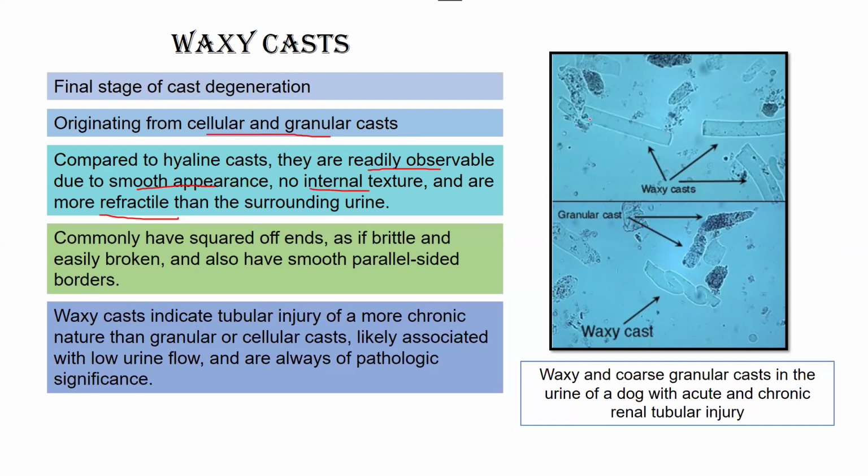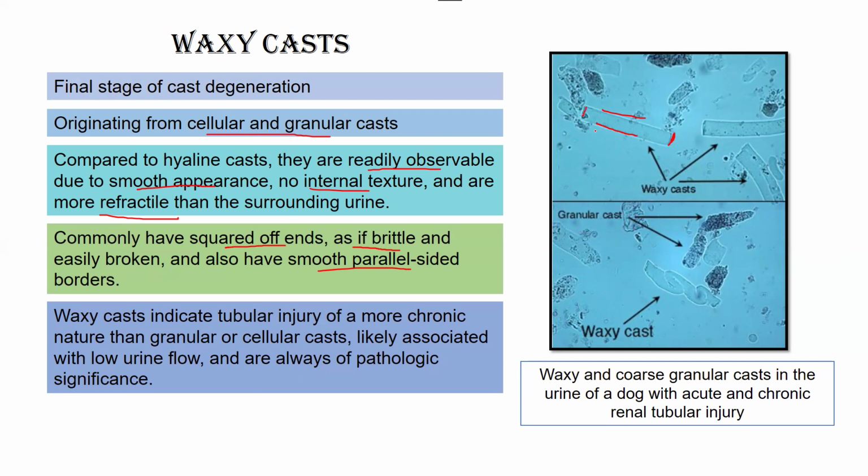Basically, what does refractile mean? It means these casts have a transparent, shiny or glassy appearance, just like you can see in this figure. They have a transparent glassy appearance, and they have squared off ends and look as if brittle and easily broken, and have smooth parallel sides. Like you can see, they have smooth parallel sides, and they have squared off ends.